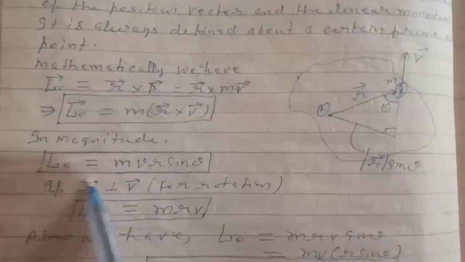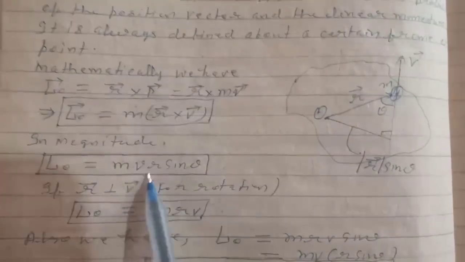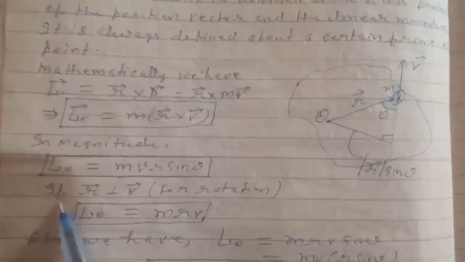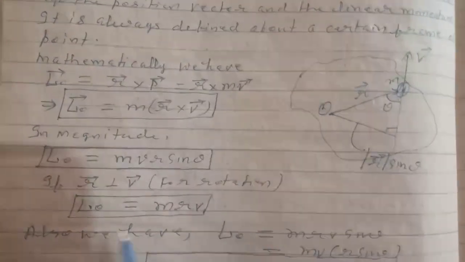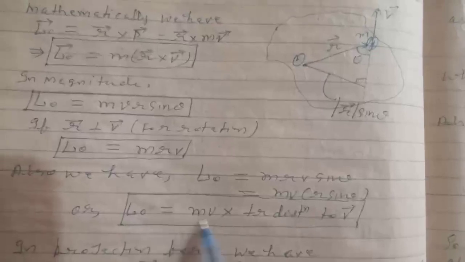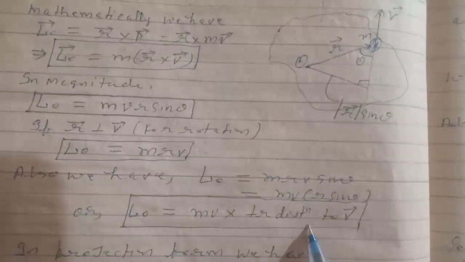In magnitude, L0 equal to mv into r sin theta. If r is perpendicular to v, for rotation L0 equal to mvr. Also we have L0 equal to mvr sin theta, or L0 equal to mv into the perpendicular distance to the v vector.